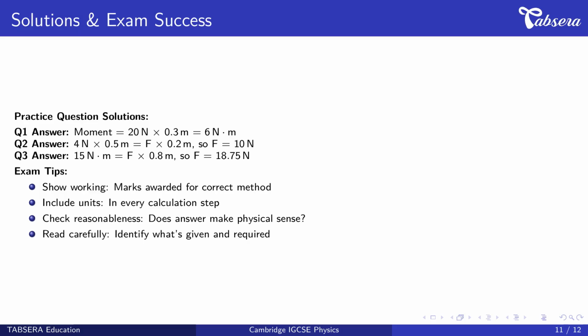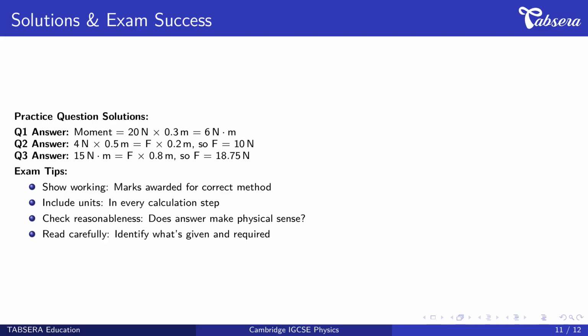Let's review the solutions. For question 1, the answer is 6 Newton meters. We calculate moment equals 20 newtons times 0.3 meters equals 6 Newton meters. This is reasonable for a moderate force at short distance. For question 2, we apply the principle of moments. 4 newtons times 0.5 meters equals unknown force times 0.2 meters. Therefore, 2 Newton meters equals F times 0.2 meters, giving F equals 10 newtons.